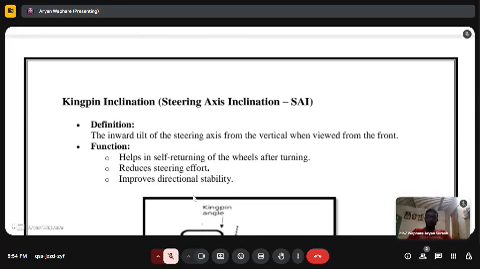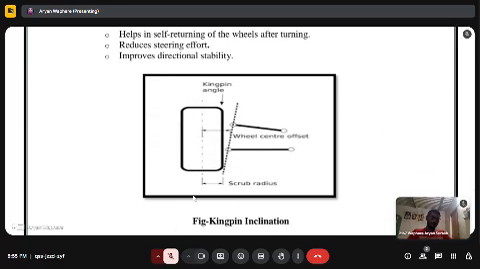Kingpin inclination. The kingpin inclination is defined as the inward tilt of the steering axis from the vertical when viewed from the front. The function of kingpin inclination: it helps in self-returning of the vehicle after turning, reduces steering effort, and improves directional stability. Here is the schematic diagram for kingpin angles.